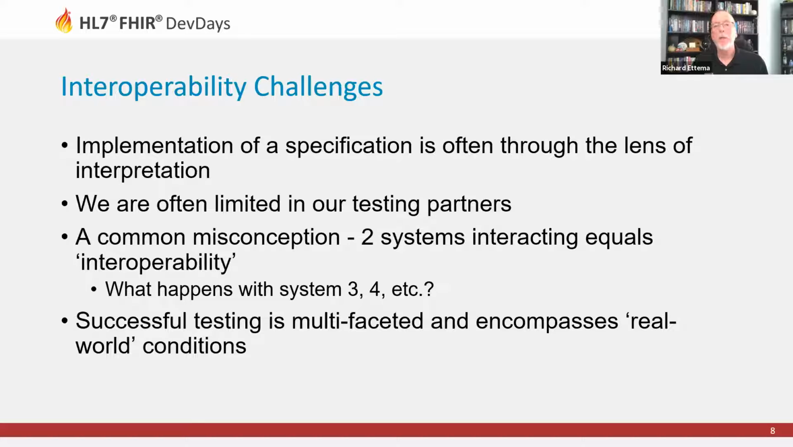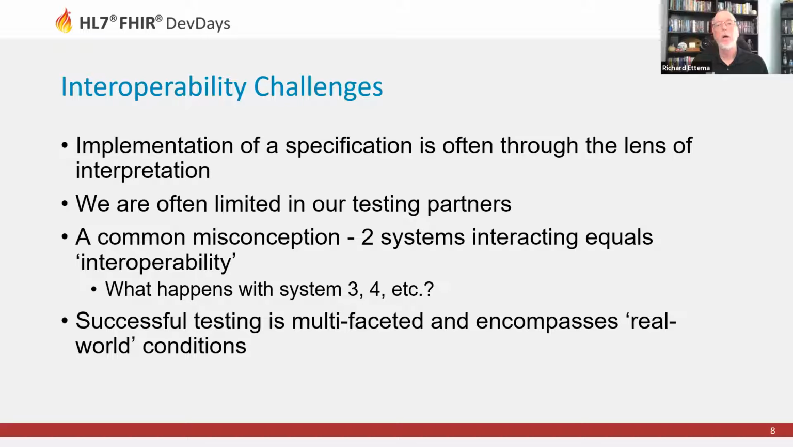A lot of times we're limited in our testing partners. So I might work with org A, and that organization has a FHIR system that I'm going to test with. But if that's the only testing partner I have, I'm not really fully vetting my system very well. I need to probably have a lot of testing partners, and we're often limited in who we have.